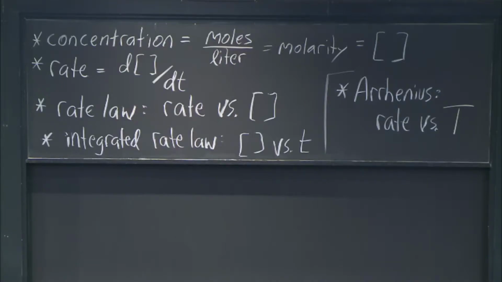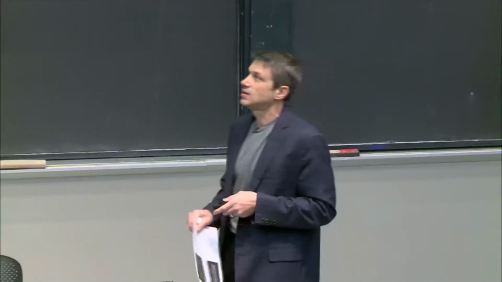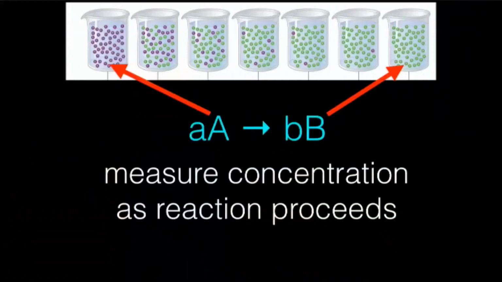Okay, so we're going to start with concentration, and we're going to talk about how concentration plays a role in reaction rates. And we're going to start with something very simple. I have something called A. It's purple. And it turns into something called B. It's green. There's a reaction.